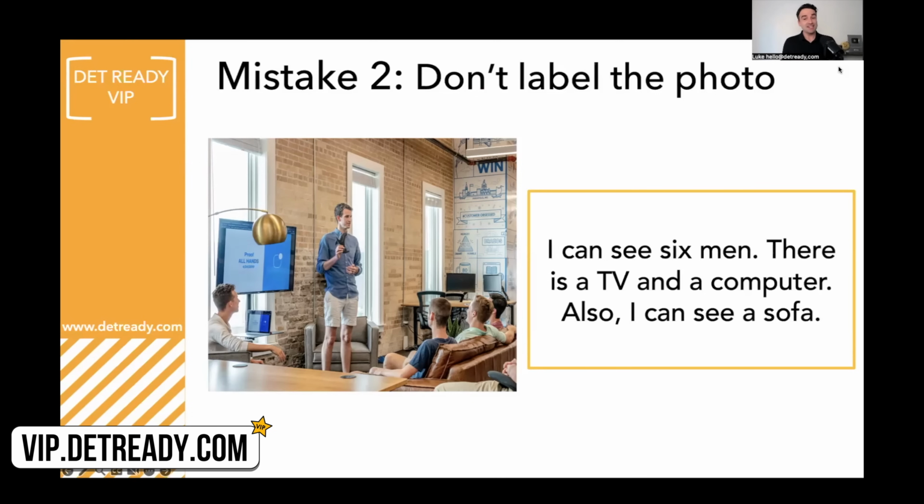I can see six men. There is a TV and a computer. Also, I can see a sofa. Now, grammatically speaking, are there any grammar mistakes here? Yeah, the answer is no. There's no grammar mistakes. But is this a high scoring answer?